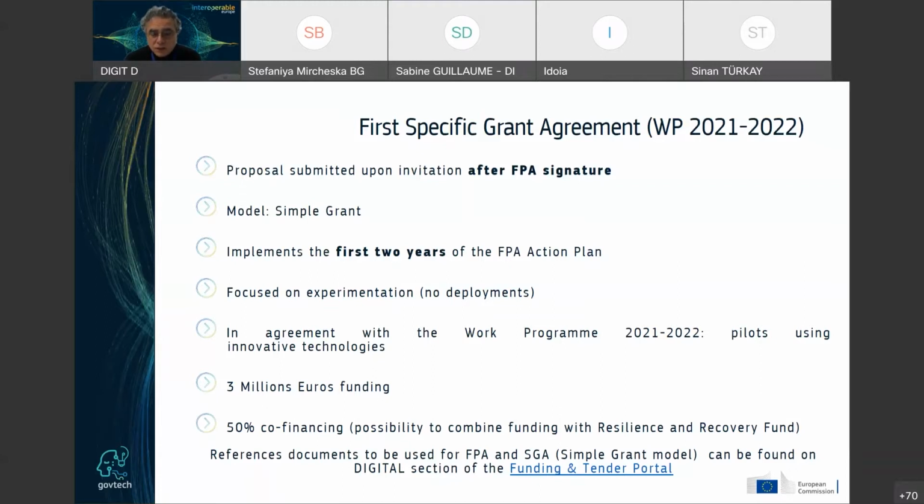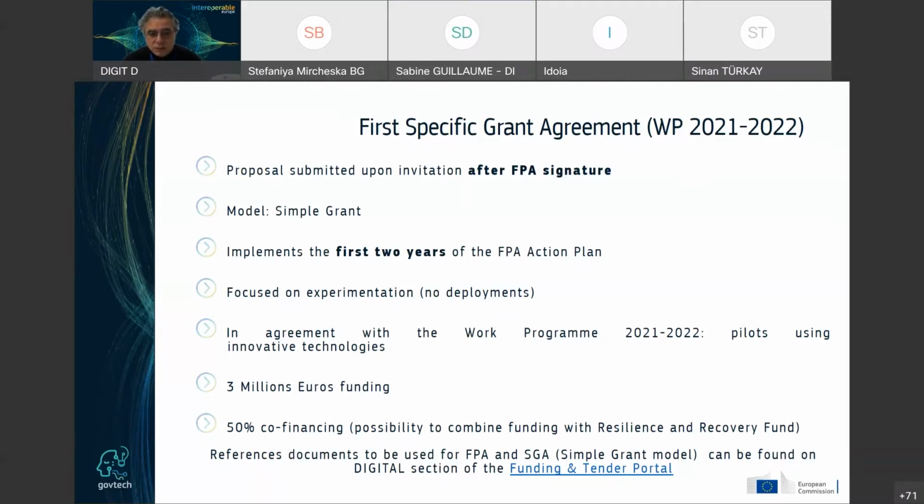On the first specific grant agreement, we have put a focus on experimentation, so the deployments. This is why I mention it, although it's not the priority now, but it's also to know that the action plan must reflect what we will be calling for in the first 2 years.